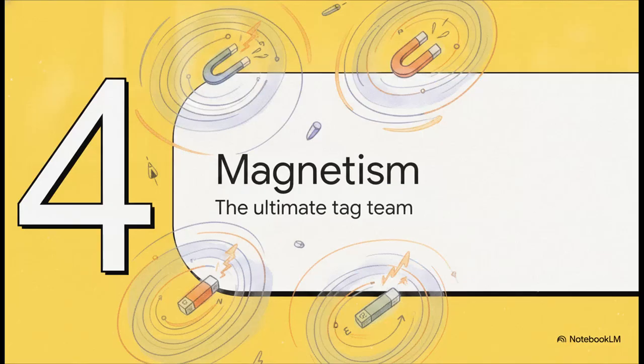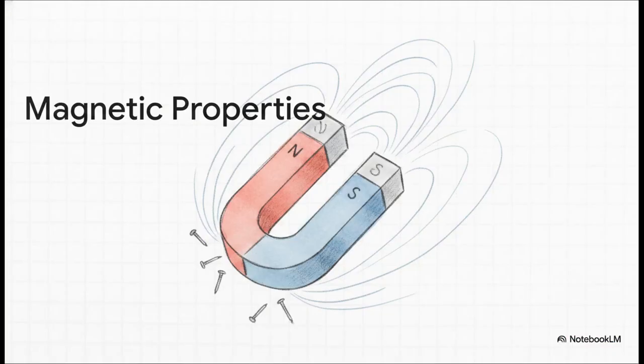All right, our final section, Part 4, Magnetism and Electromagnets, the ultimate tag team. Let's quickly establish the ground rules of a standard natural magnet. Magnets naturally attract specific materials, namely iron, steel, cobalt, and nickel. They always have a north pole and a south pole, and just like electrostatic charges, opposites attract while likes repel.